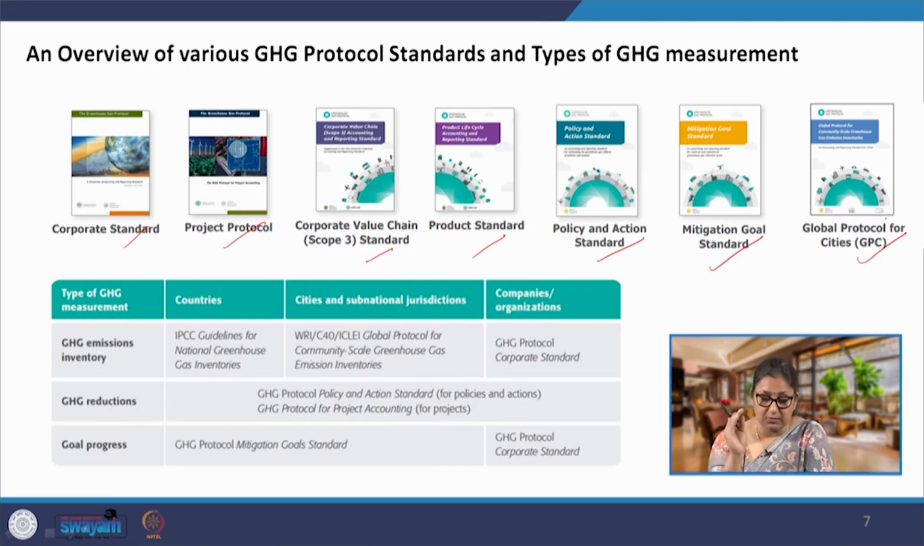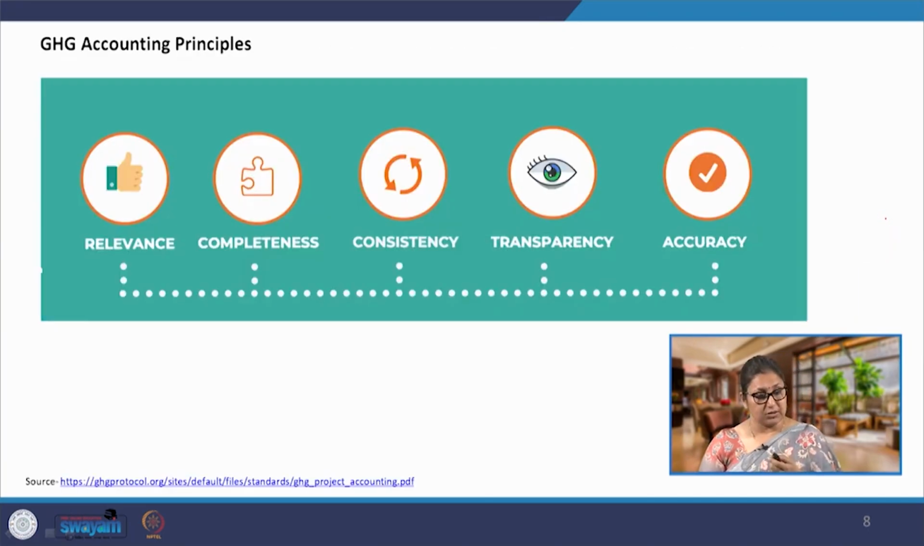The steps will vary for different purposes. For example, if it is policy, the steps are going to be slightly different. If it is a corporate, the steps are going to be different. If it is a city, the steps are going to be different, and also the accounting method. It could be one of the two methods which we just discussed, the approaches, and also the steps will vary. So, that is what we are seeing, and reminding you of the GHG accounting principles, they will remain throughout.